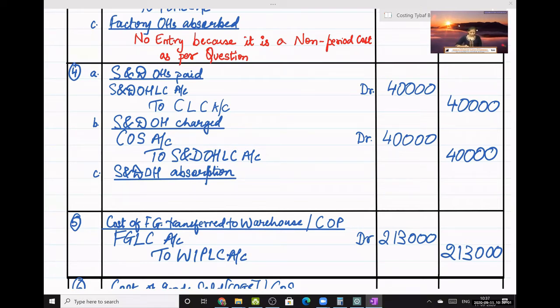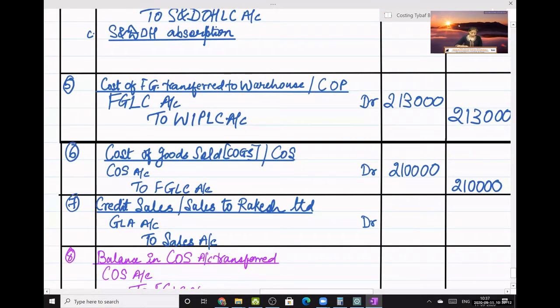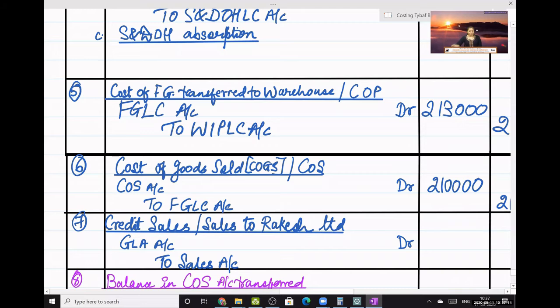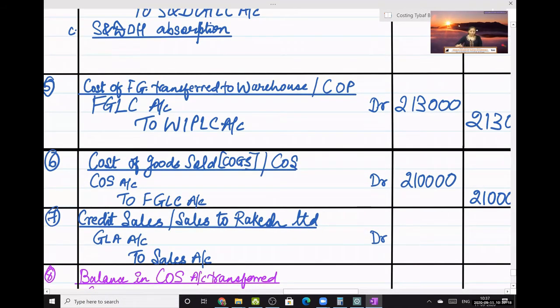Okay, now journal entry number 6, cost of goods sold. Cost of goods sold or cost of sales एक ही बात है. Cost of sales account debit to FG, 2,10,000.